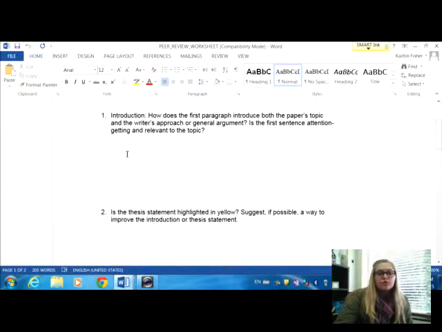The first one is the introduction. You're going to look at your partner's introduction and see, does it introduce the paper's topic, does it introduce the writer's approach or general argument, and is the first sentence attention-getting and relevant to the topic? Make some suggestions. If their first sentence is boring, say it in a nice way. Say, hey, I think that your first sentence could use a little bit more pizzazz. Remember, you guys are magazine authors, and you really want someone to read your articles. You want something to be attention-grabbing.